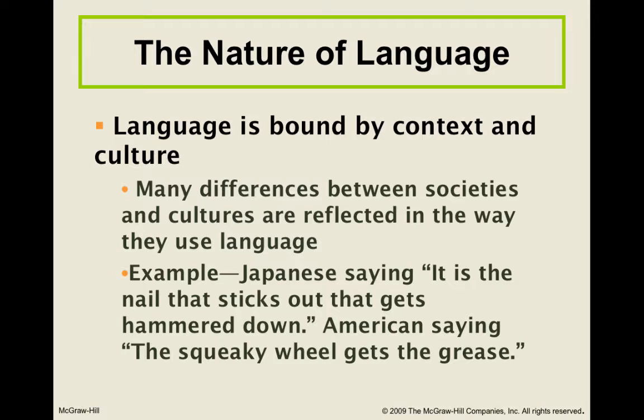So the Japanese saying, "It is the nail that sticks out that gets hammered down," that really does point to them being a collectivistic culture where we all work together, nobody should stick out. Whereas the American saying, "The squeaky wheel gets the grease," obviously if you want to get something done, you gotta stick out, and then people will pay attention to you. So very, very different ideas about their cultures are reflected in those two sayings.